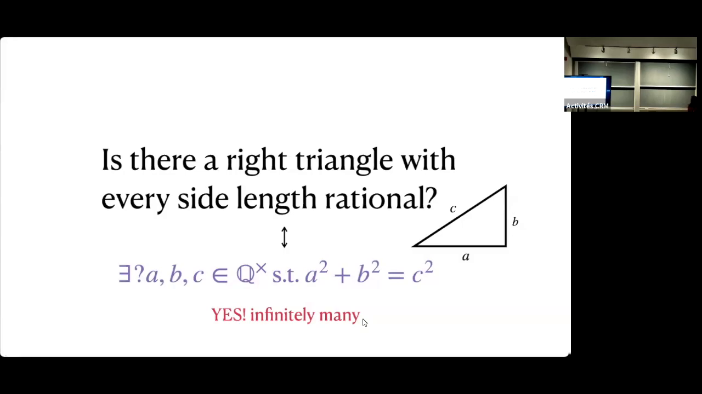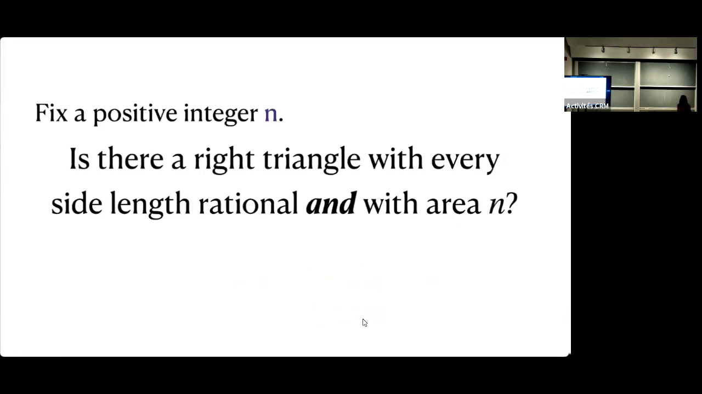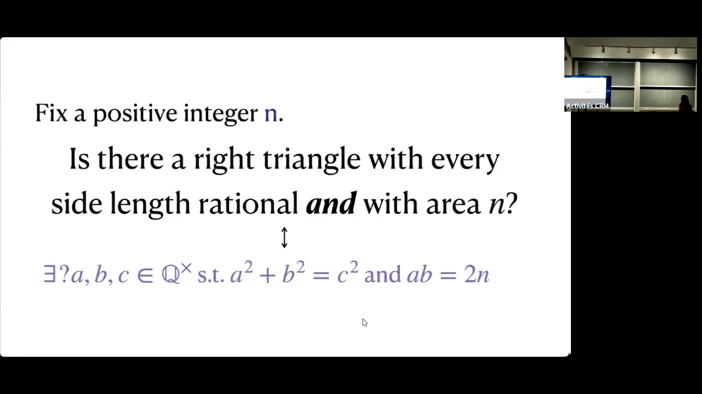Okay, so let's step it up a little bit. Now I want to fix a positive integer n. And now I want to know if there's a right triangle with every side length rational and with area n. No answering. Okay, so let's go through again. Now we want the same side lengths A, B, C to be rational, and so they should satisfy the same equation, but now they're going to satisfy this additional equation that the product of A and B is twice the integer I started with. This is a little bit less obvious.